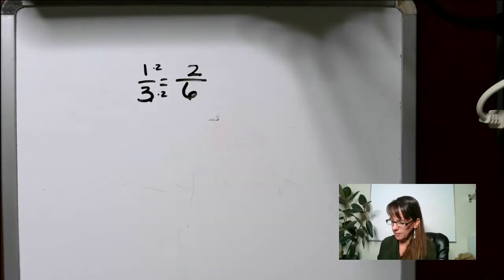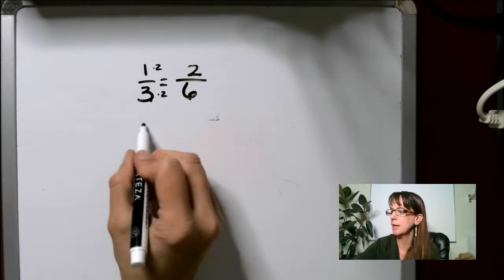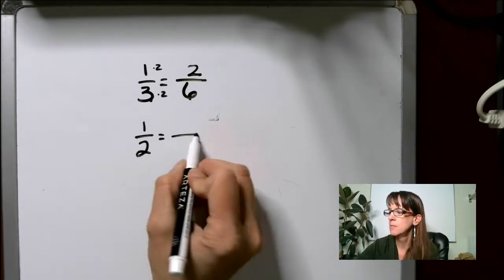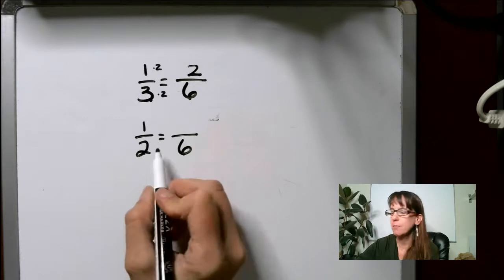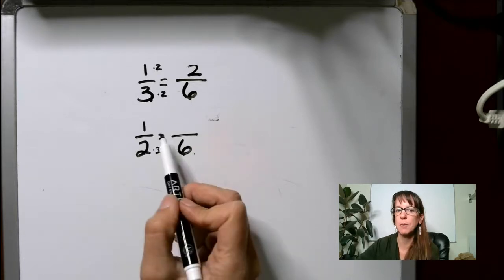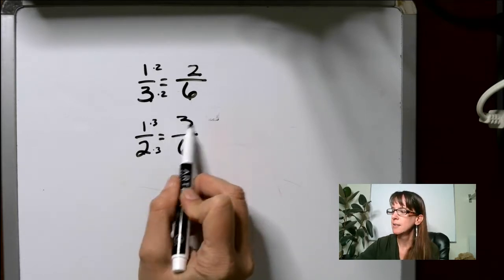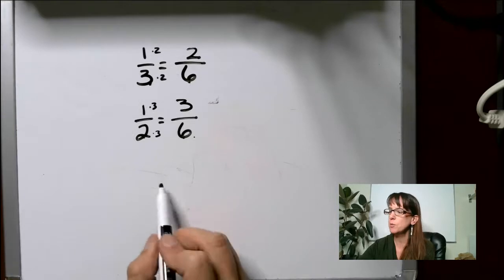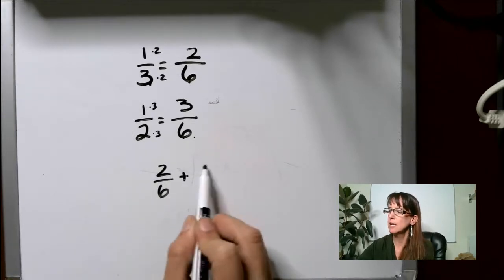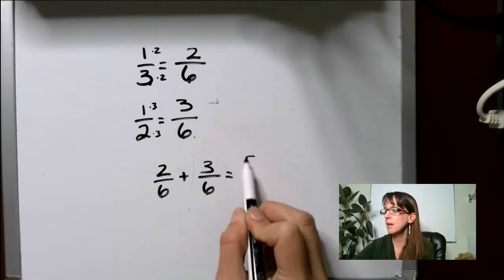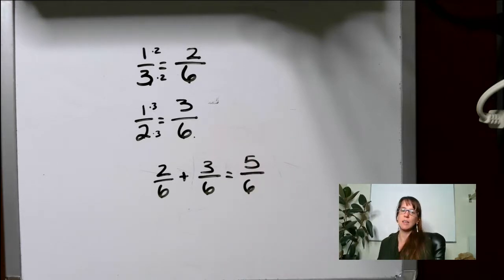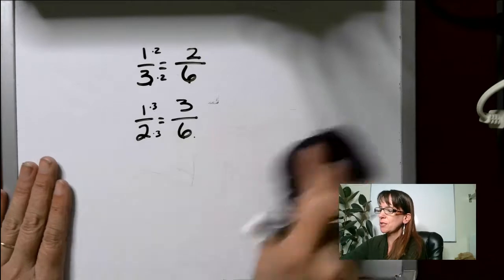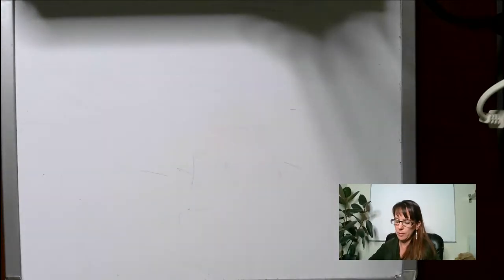Beautiful. Next, find a fraction equivalent to 1/2 with a denominator of 6. Need to multiply this guy by 3 to get 6, so I'm going to multiply it by 3 here. So 2/6 and 3/6. Then add those two fractions that we found. We have 2/6 plus 3/6 gives us 5/6. Good. Any questions on that? Let me know. But this should be just a review for a lot of you. If it's not, it's a good way to learn.